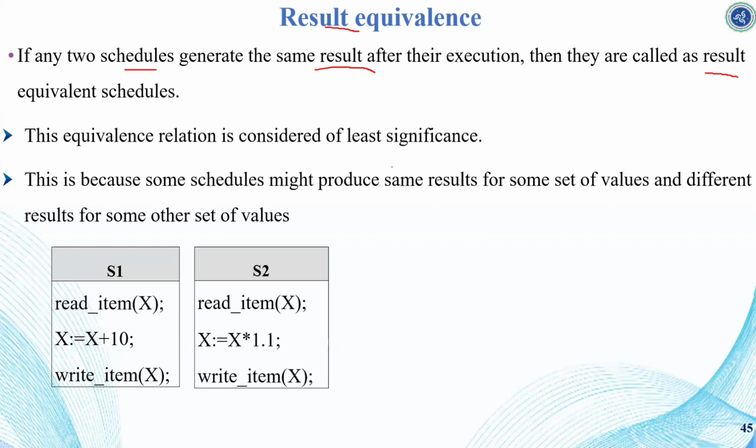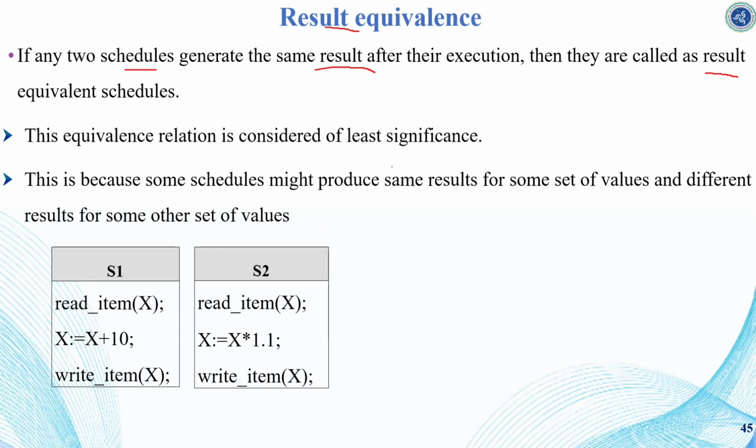Here we can see the operations in S1 and S2. In S1, we read item X, then X = X + 10, and we write item X, updating the value of X by 10. In S2, we read item X, then X = X * 1.1, and write. Both are different operations: this is addition and this is multiplication. So after performing the operations in S1 and S2, X will obviously give different values.